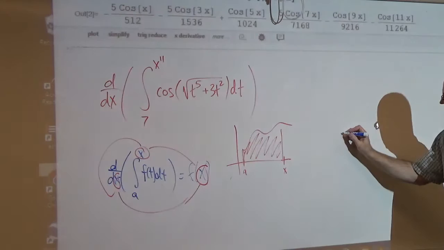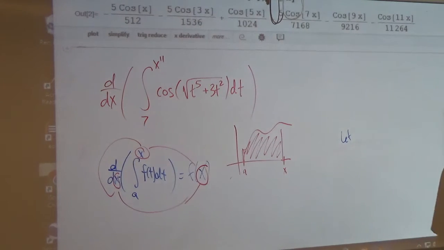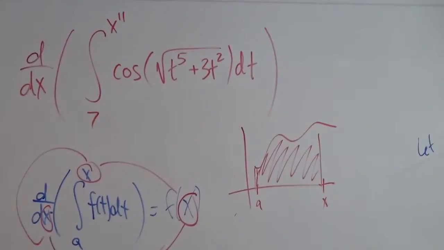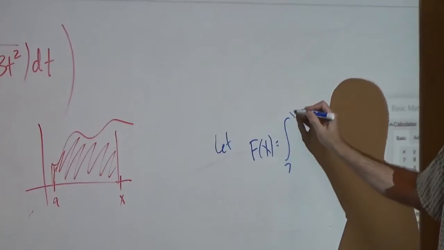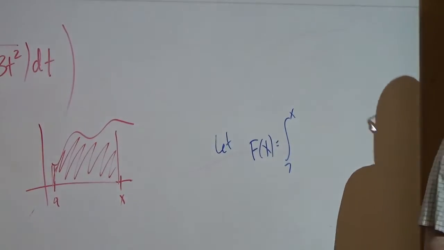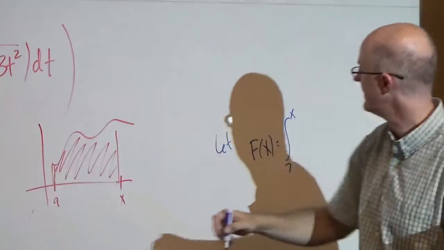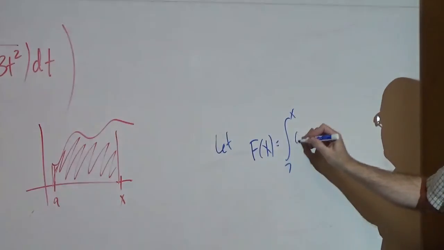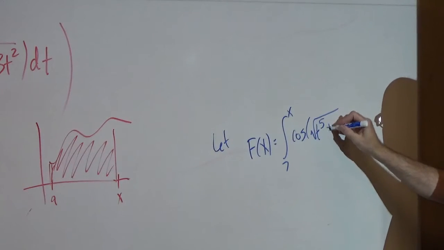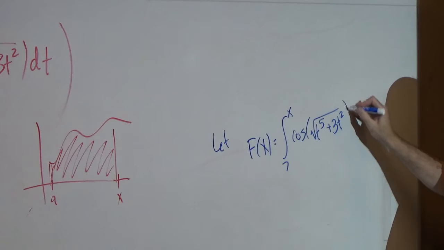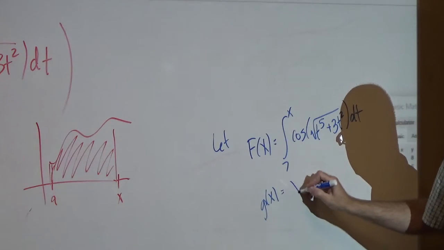For extra clarity, you don't have to do this on the test question, but you can if you want. You could let capital F of x be the integral from 7 to x, and again, the 7 is irrelevant. I could have put any number down there. It doesn't matter. Let capital F of x be the integral with an x up top, instead of the x to the 11th. Let g of x, say, be x to the 11th.